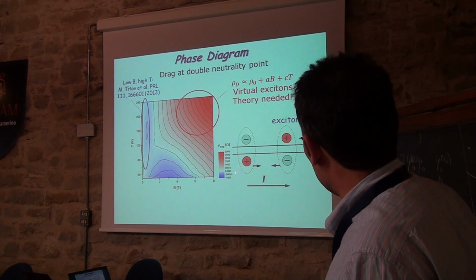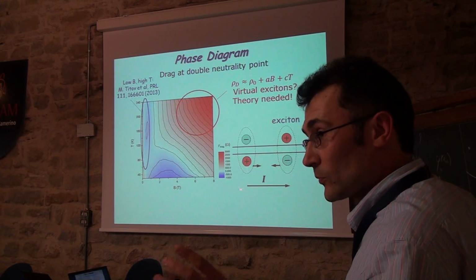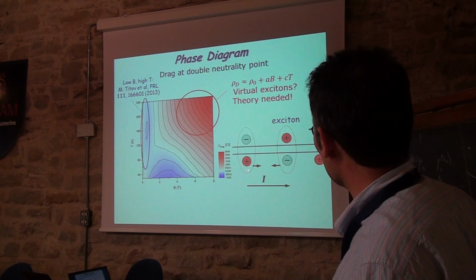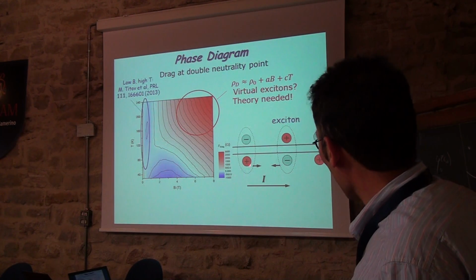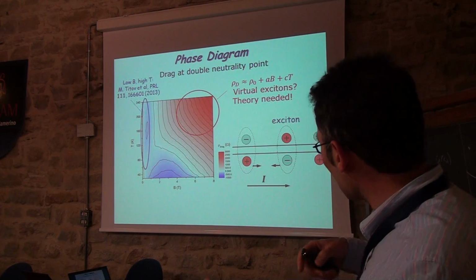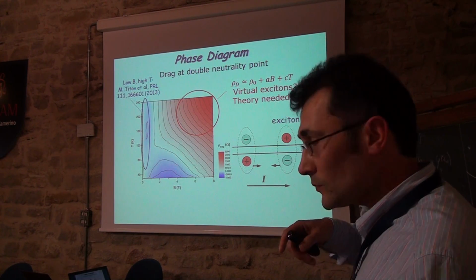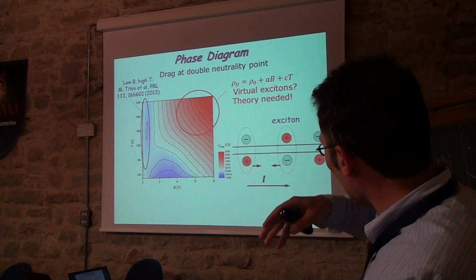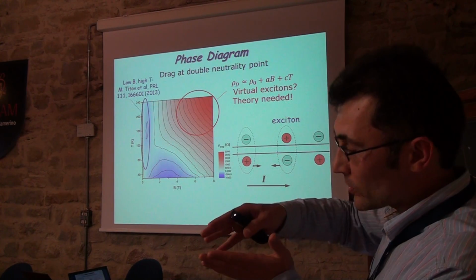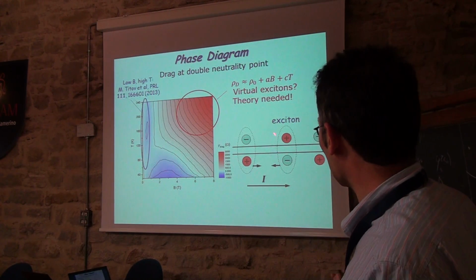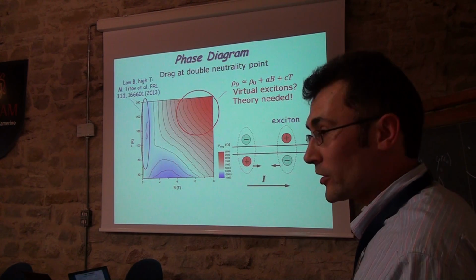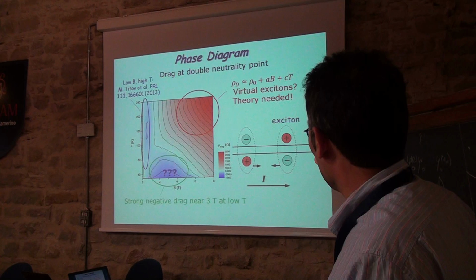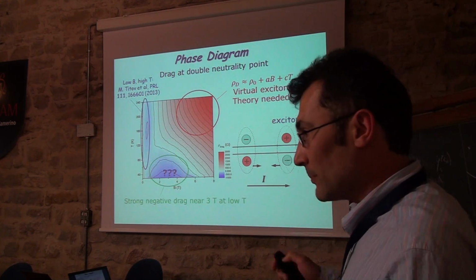So we think that this could be due to virtual excitons. Both layers are at the charge neutrality point, so we have equal amount of electrons and holes in both layers. They probably form excitons, and then they act like two layers with opposite charges, so the drag should be positive. That's why probably we see this large red region here. But then what's going on here, we have absolutely no idea.